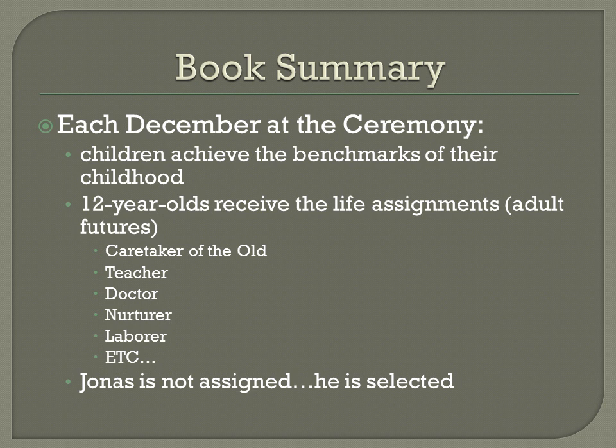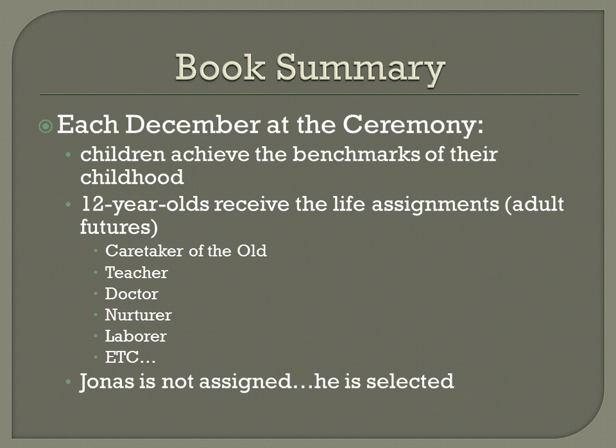The one that we're mainly concerned with, the one that the book is mainly about, are 12-year-olds. Okay, so 12-year-olds receive their life assignments or their adult futures. Some adult roles are caretaker of the old, teacher, doctor, nurturer, laborer, etc. You've already been told that Fiona becomes caretaker of the old.